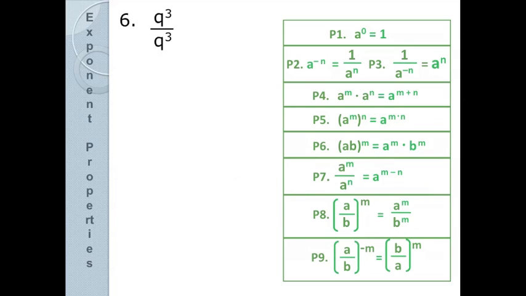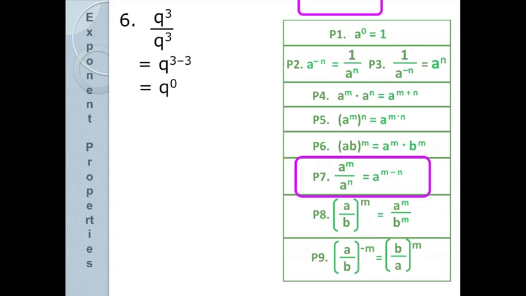Example number 6. We have q to the third over q to the third. Here we see that we have property number 7. We have like bases, so we will subtract their exponents. 3 minus 3 gives us 0, but anything to the 0 power is 1. So property number 1, anything to the 0 power equals 1.